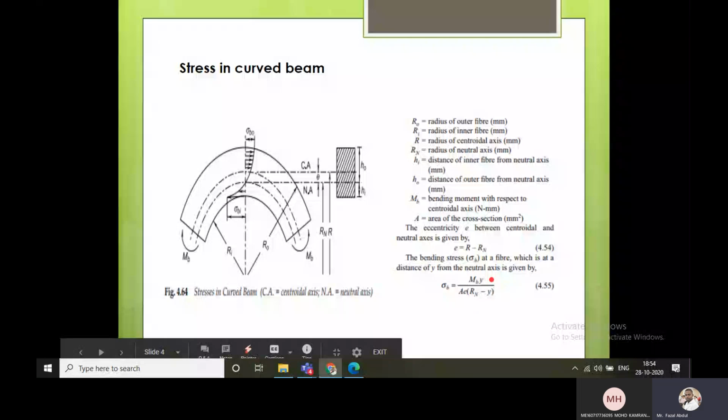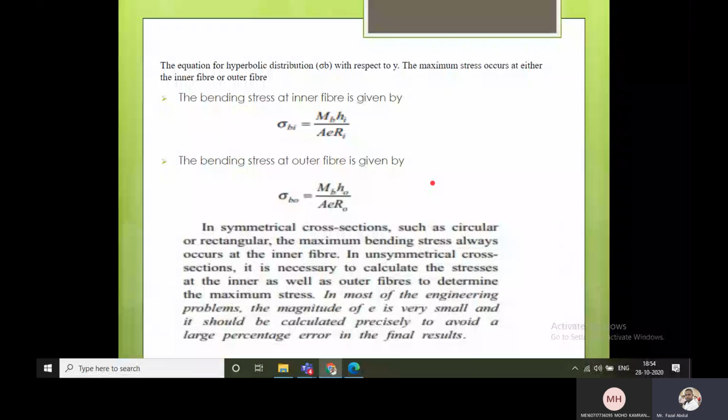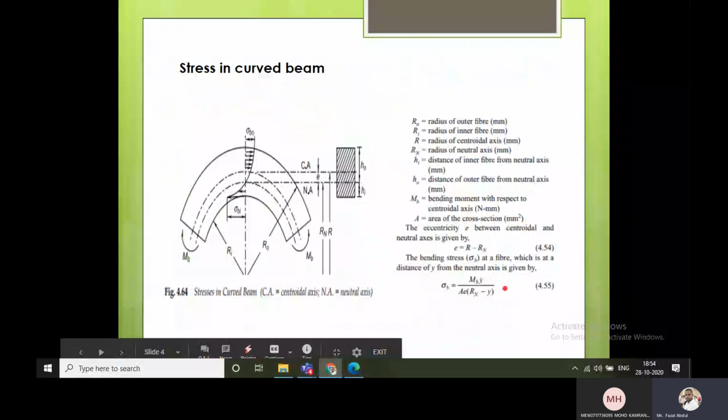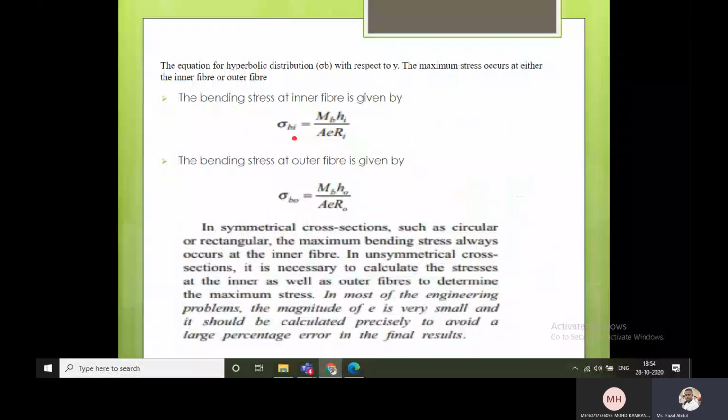Now bending stresses at the inner fiber. This bending stress applies to the inner fiber and the outer fiber. For the inner fiber, bending stress at Bi equals bending moment into Hi, the distance from the neutral axis to the innermost layer. A is the area, E is the eccentricity, the difference between the neutral axis and central axis, and Ri is the radius of the inner fiber. The same equation applies to the outer layer: in place of Hi we write Ho, and in place of Ri we write Ro.